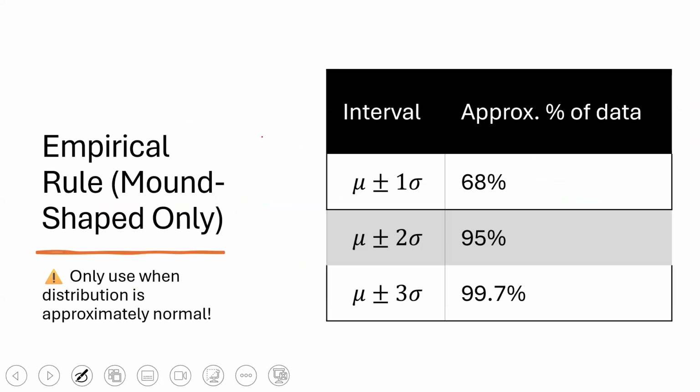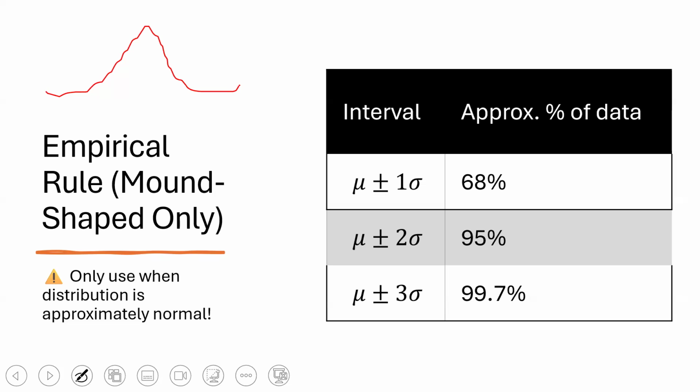Now let's look at the empirical rule, which is also known as the 68, 95, 99.7 rule. This one is faster and more specific, but it only applies to bell-shaped curves or normal distributions.